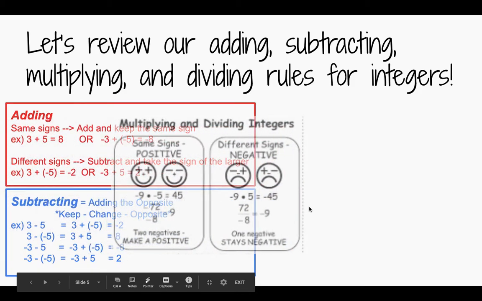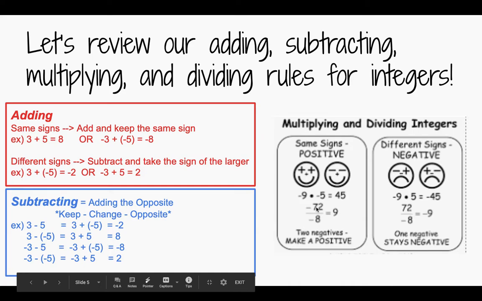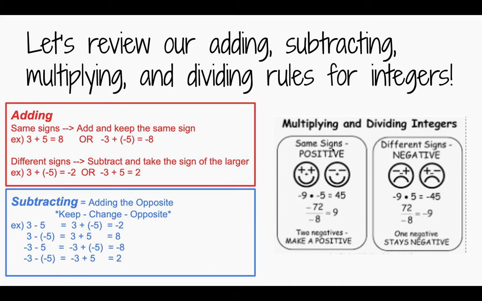All right. Looking at multiplying and dividing integers, it's a really simple rule. If they have the same signs, the answer is always going to be positive. If you're multiplying two positives, your answer is positive. If you're multiplying two negatives together, you get a positive. For example, negative 9 times negative 5: they're both negative, same signs. 9 times 5 is 45, and since they're the same signs, it's positive. Looking at a division problem, we have the same sign, so our answer is going to be positive. 72 divided by 8 is 9. So two negatives make a positive.